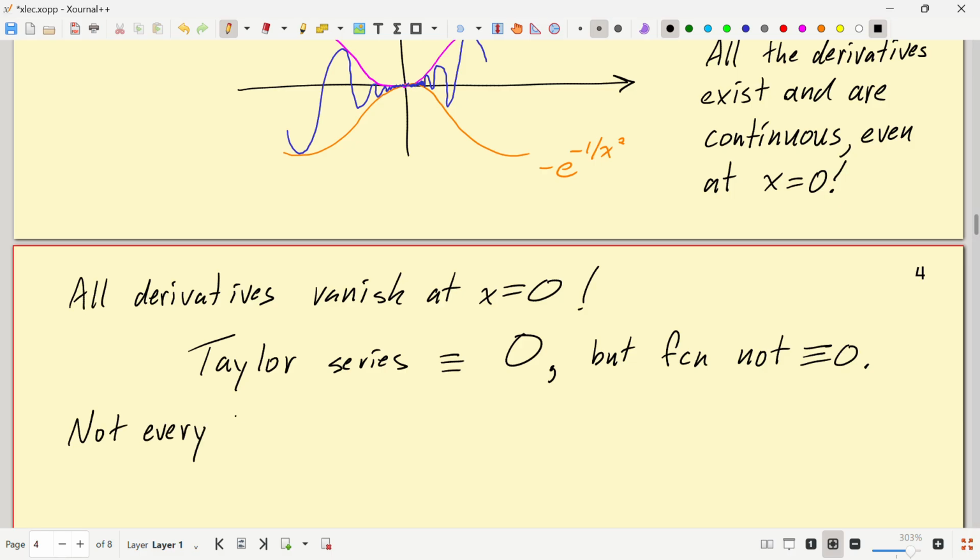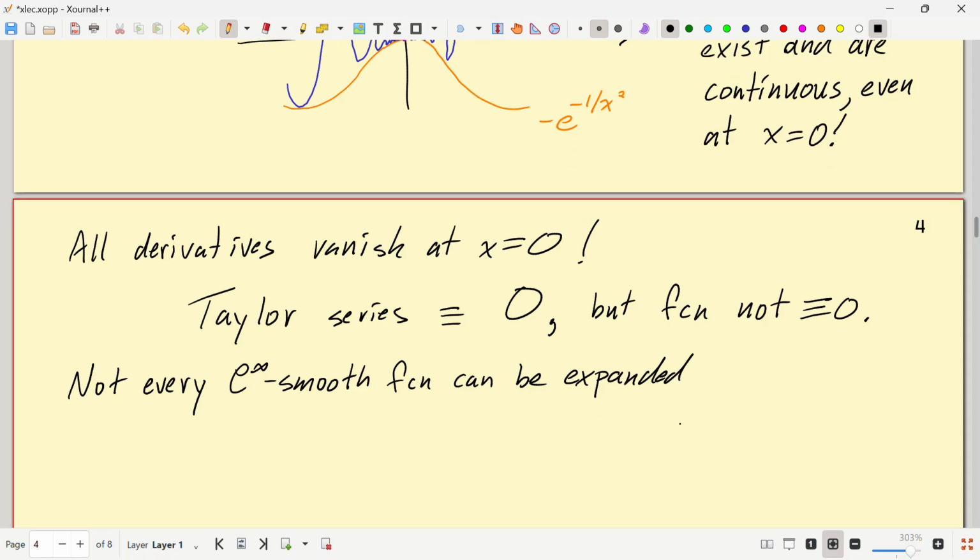So not every function can be expanded in a power series. Every C infinity smooth function, that's the word for that infinitely differentiable thing, cannot necessarily be expanded in a power series. That's kind of disappointing. If you look at the early papers on power series, they got really excited about them. That's an important fact to know. Questions about anything?